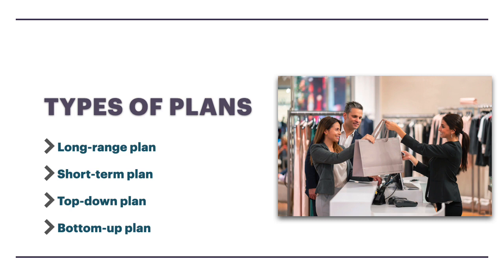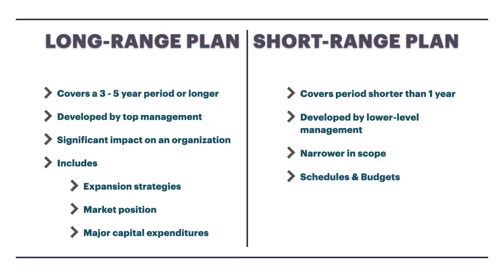Plans are categorized by the time period which they cover, as well as by their point of origin and the direction that they travel within the organization. There are 4 different types of plans: long-range plans, short-term plans, top-down plans, and bottom-up plans. Let's explore these plans in a little bit more detail.